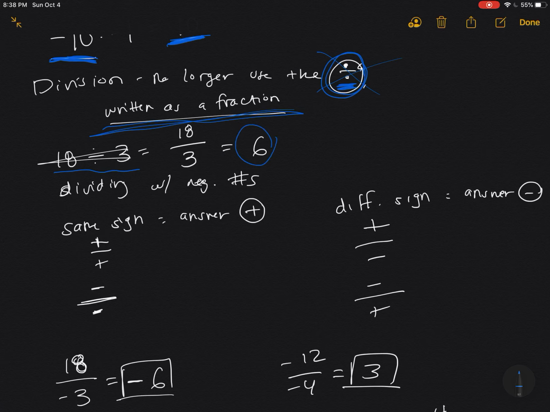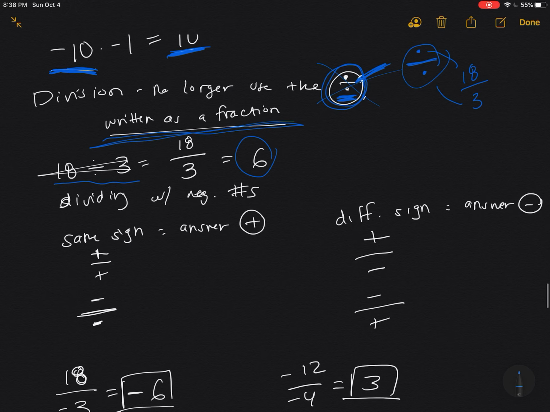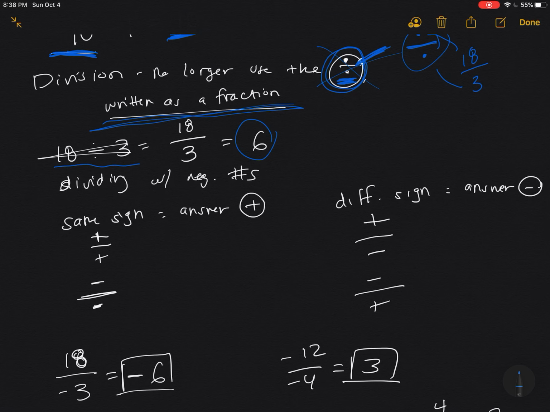Okay, and if you look at the division symbol, the way it came about is it actually represents a fraction, and the 2 dots on the top and bottom represent the placeholders for numbers that you put on the top and bottom. Right? So the division symbol is actually just a symbol of a fraction. Okay, so no longer using that. We're going to use fractions from now on.